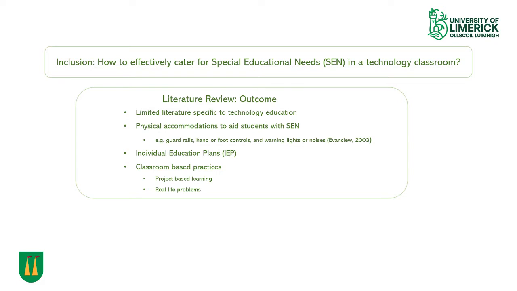So I identified that there's limited literature specific to technology education, and there is a variety of literature relating to SEN, but not subject specific to the discipline of technology education. Also, I identified that there are some physical accommodations that can be made to aid students with SEN. Examples of this might be guardrails, hand or foot controls, warning lights or noises, etc. And these are physical accommodations that you can incorporate into a technology classroom.